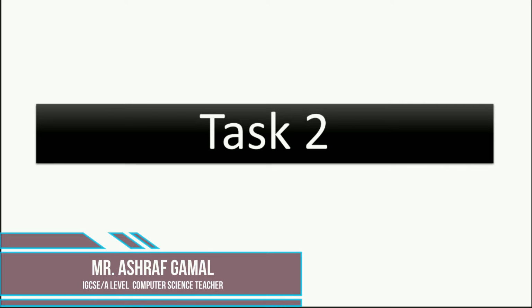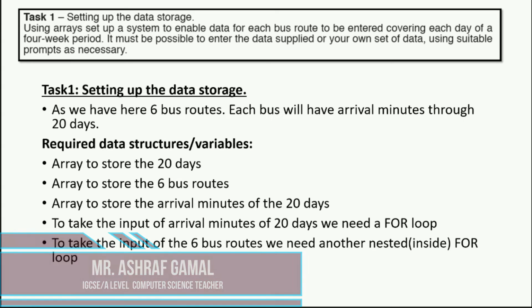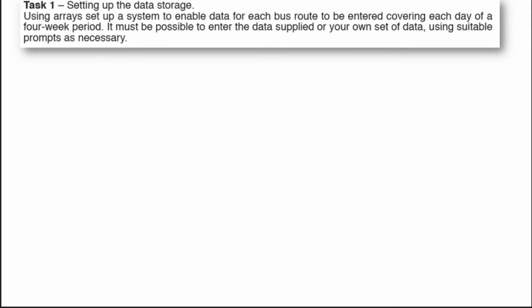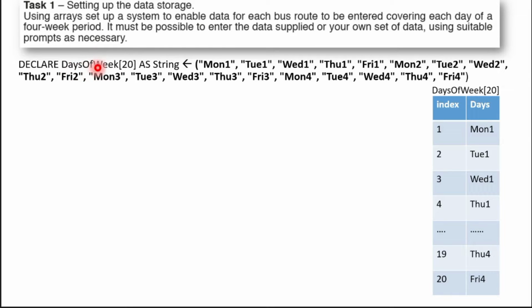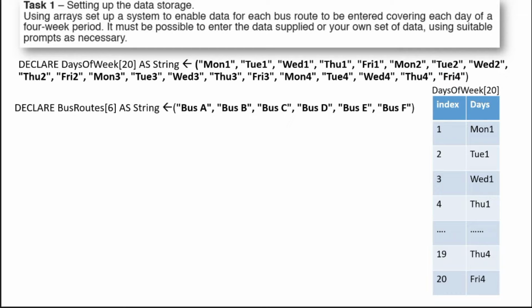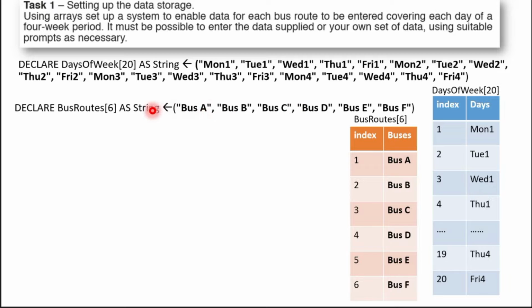Before we start, I would like to make a quick revision about what happened in task 1. In task 1, we declared an array of 20 elements, which I gave the name days of week, of the string data type, and this is going to store the 20 days of the 4 weeks, from Monday 1 till Friday 4. And then another array that we declared to store the 6 bus routes as the string data type. So it has 6 elements and the name is bus routes.